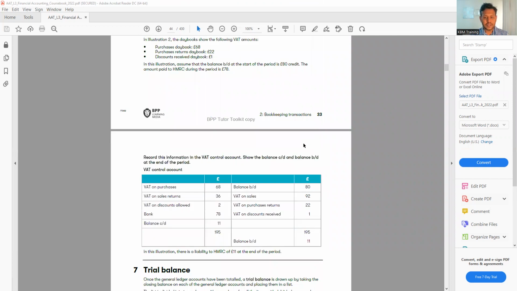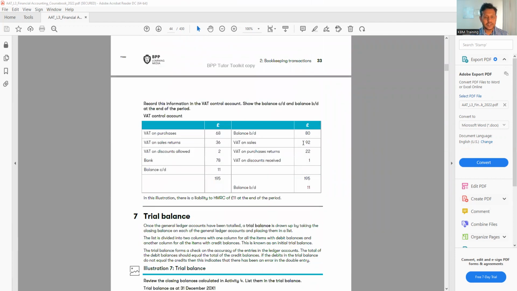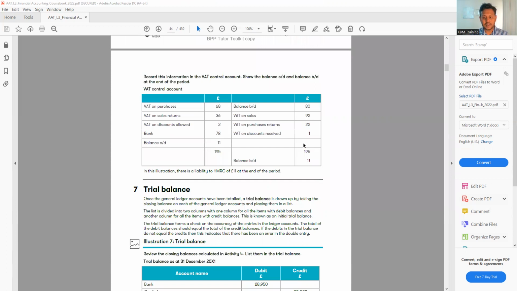Now the VAT control account is quite simple. So we have to remember what comes to the debit side and what goes to the credit side. So normally the opening balance is a liability, balance BD, in the VAT control account. So normally the balance BD or opening balance is a credit balance because it's a liability we have to pay to HMRC. So it's a liability, that's why it is credit.